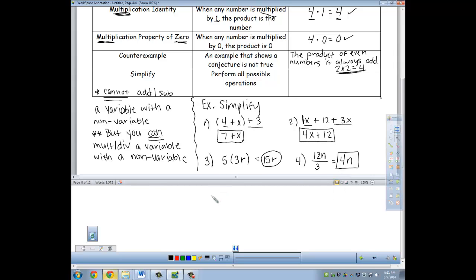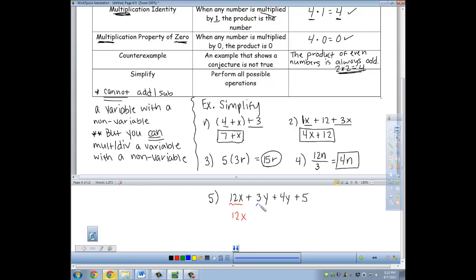Now let's look at one with different variables in it. So this will be our last example. Let's do 12x plus 3y plus 4y plus 5. Okay, so here we have 12x, but I don't have any other x's, which means I don't have any like terms that go with this 12x, which means 12x is going to stay by itself.